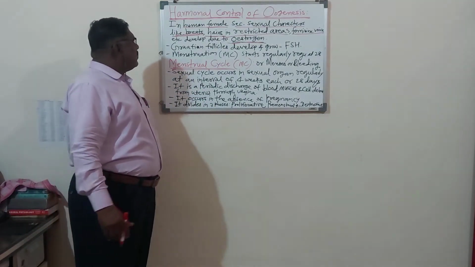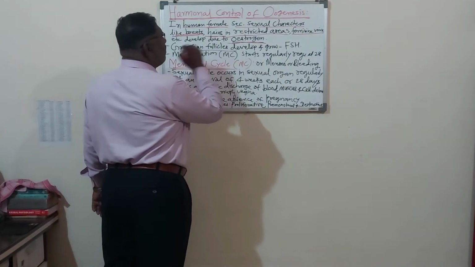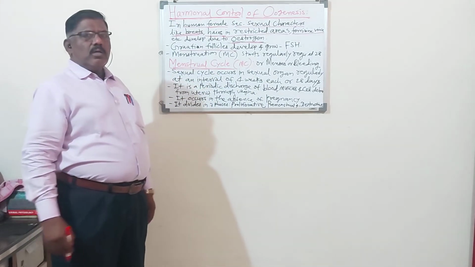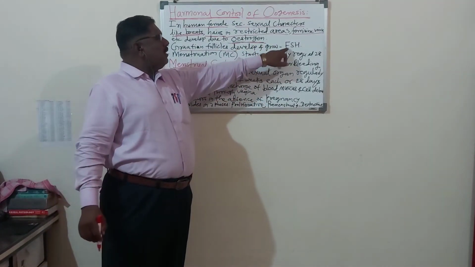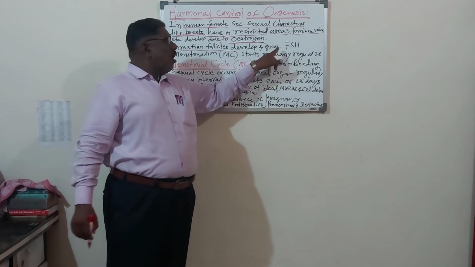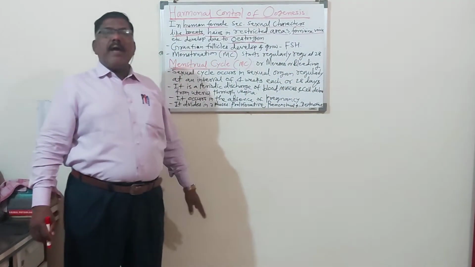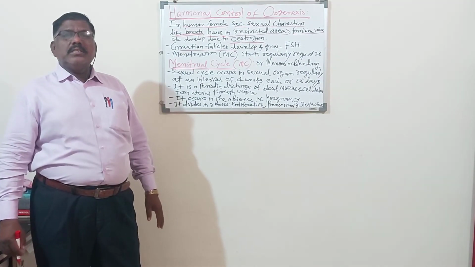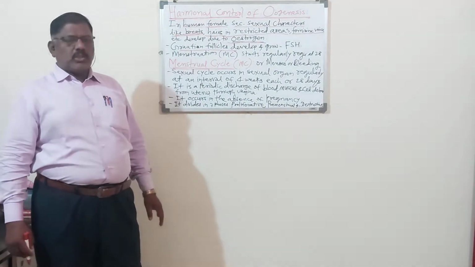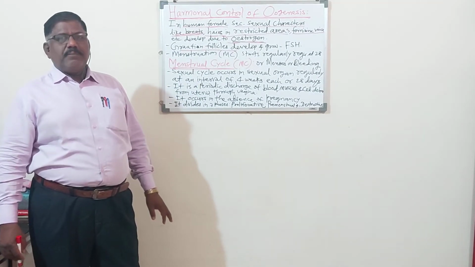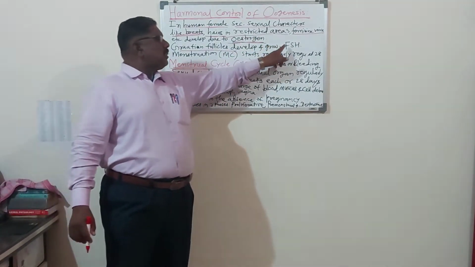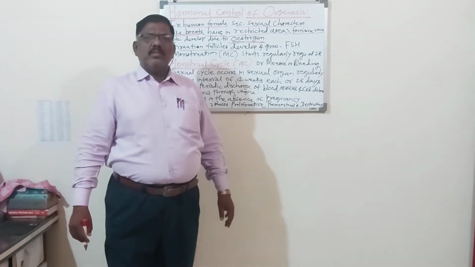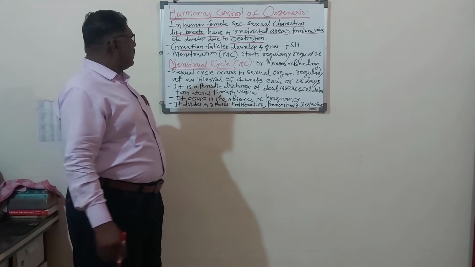So here Graafian follicles develop and grow by the hormone follicle stimulating hormone. In short, FSH. This is the abbreviation. Remember, abbreviation is the short form. FSH, follicle stimulating hormone, and luteinizing hormone, LH. In short form, that is called the abbreviation.